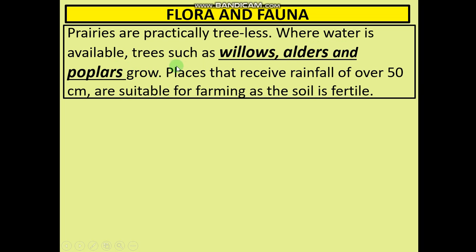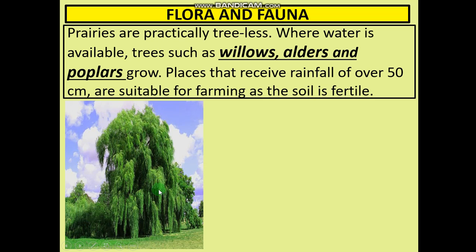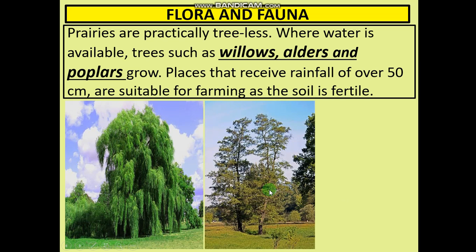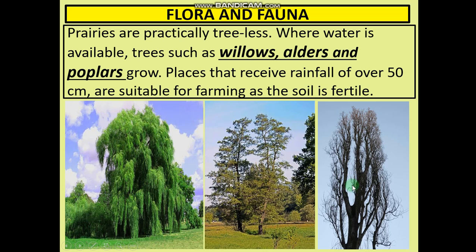Where water is available, trees such as willow grow. As you can see, this is a willow tree. The people of America and European countries use willow trees a lot. Alder tree, they make furniture out of these trees. And this is poplar. In India, we have started growing these trees in our leftover fields, but there is a demerit of this tree. It destroys all the fertility of the land and its surrounding area. So it is economically beneficial for the farmers, but over a period of time, it destroys the fertility of the land.